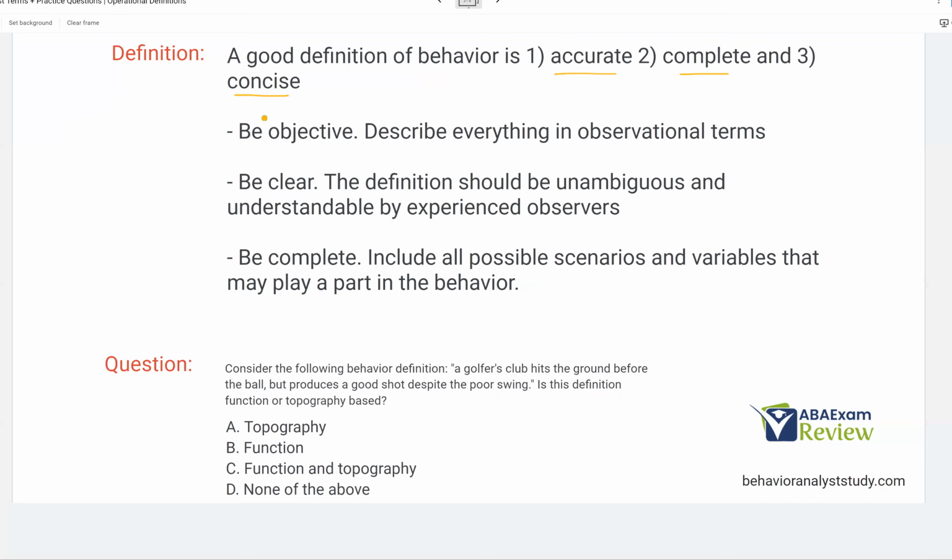So first, be objective, right? Describe everything in observational terms, not I feel this or I think it's this. No, you have to be objective. There is no subjectivity in behavior definitions because you're not the one who's going to be using this definition. Who's going to use the definition? The parents of your families, your technicians, other team members. So sure, you can write a definition and know exactly what you mean, but if you do not describe it and you're not objective, then you've got to think about how other people will interpret this.